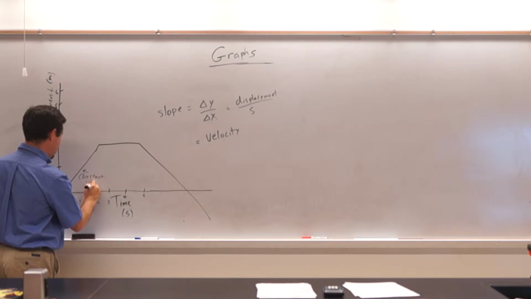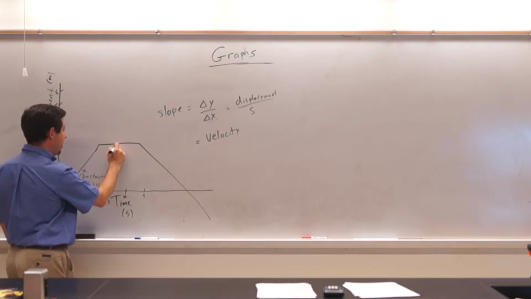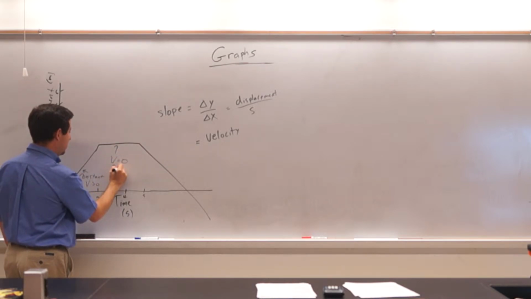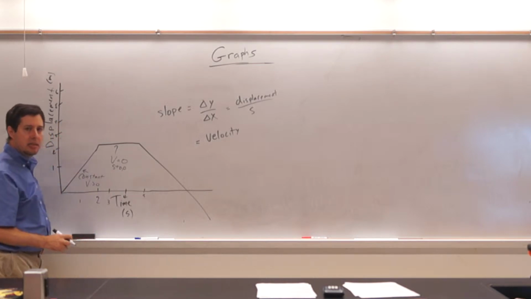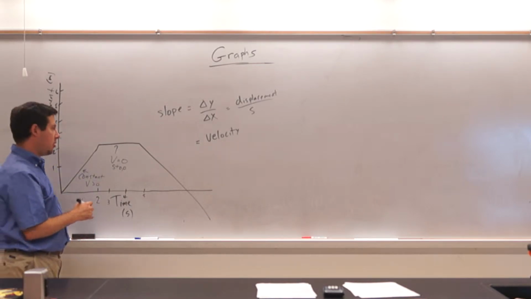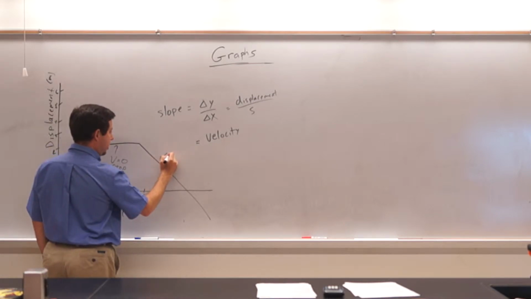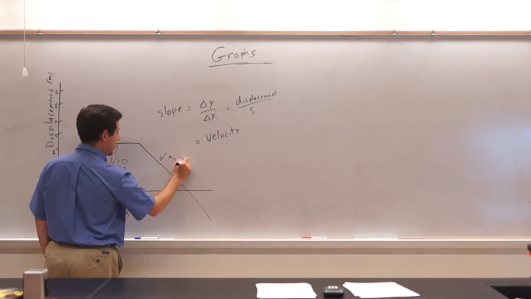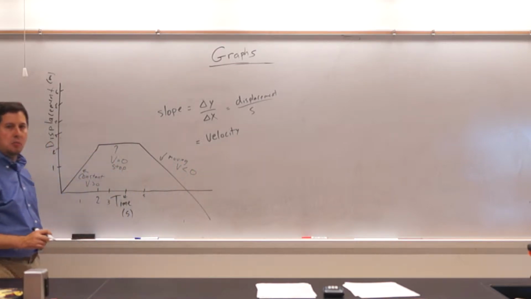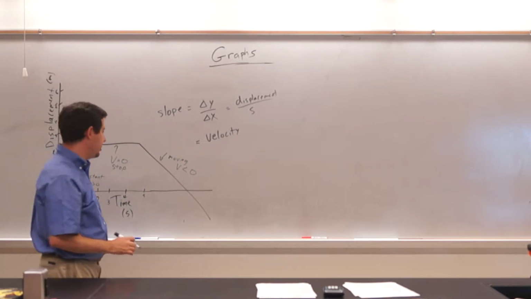So v is greater than 0 and it's constant. Here, it's stopped. Velocity is 0. It's at a stop, so not moving at all, at about 2.5 meters from your starting point. Here, it's moving with a negative velocity. V is less than 0. And that is also a constant speed.